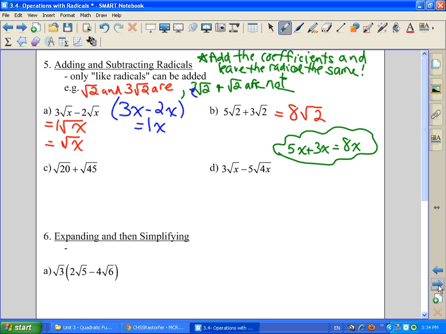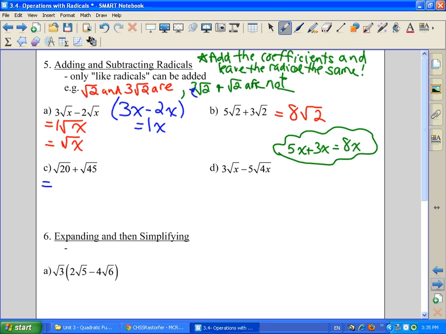All right, let's try some harder ones now. Okay. Looking at C, do we have the bases the same as they are? No, because they're different radicals. So we need to get the radicals to be what we call like radicals. Okay, so let's break each down.